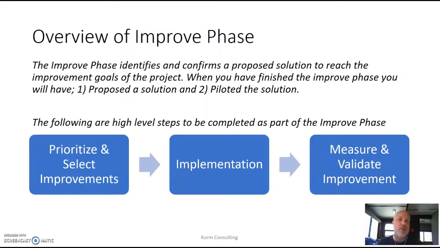And so a quick overview of what you're going to see. There's two primary outcomes of the improve phase. You're going to have a proposed solution, and then you're going to have piloted or implemented that solution. That's basically the crux of what you want to do here. You're going to go through three steps where you prioritize and select those improvements based on what you identified in the analyze phase. You're going to implement those, maybe not all of them, but some of those improvements, and then you're going to measure and validate whether those improvements have any effect on your process output or not.